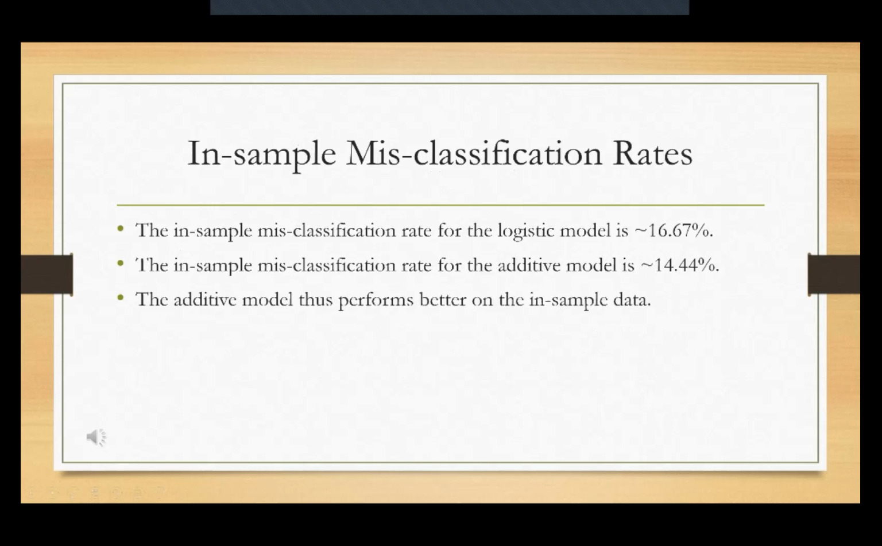The in-sample misclassification rate for the logistic model is approximately 16.67%, compared to the in-sample misclassification rate for the additive model, which is lower at 14.44%. Thus, the additive model performs better than the logistic model on the in-sample data.